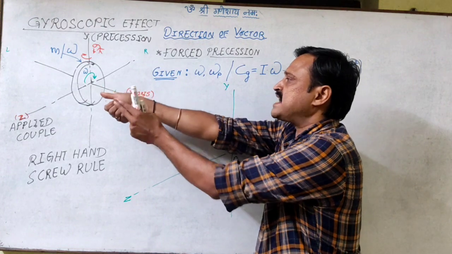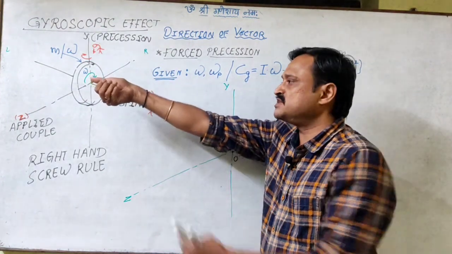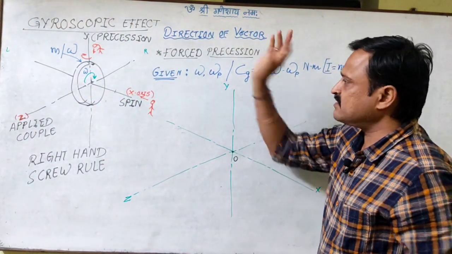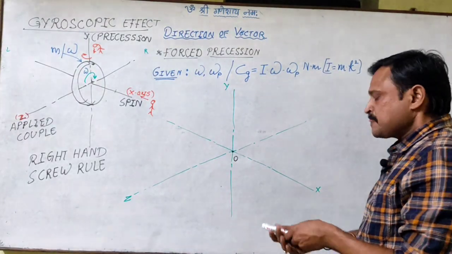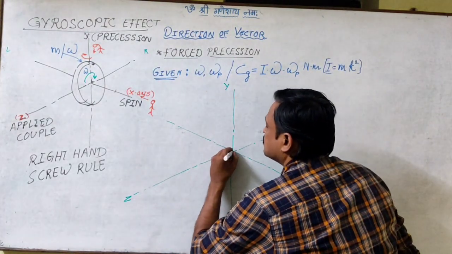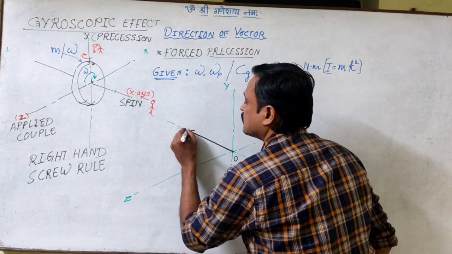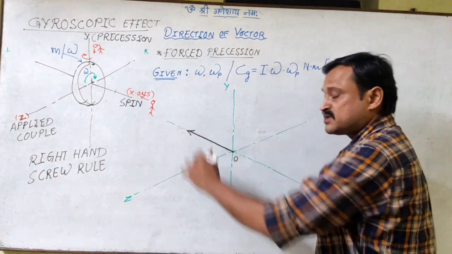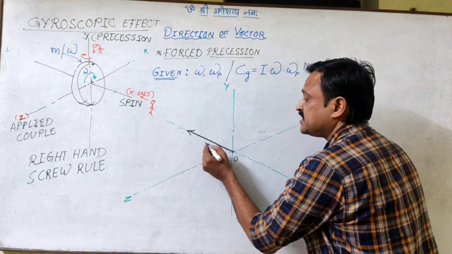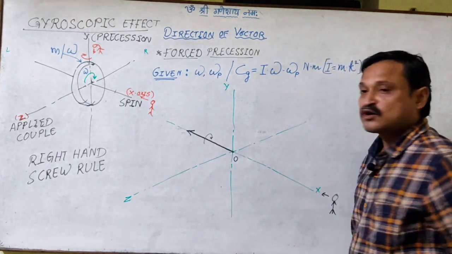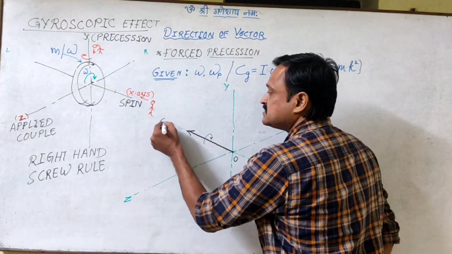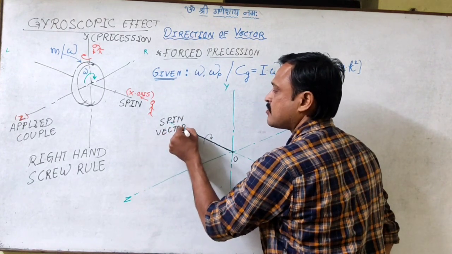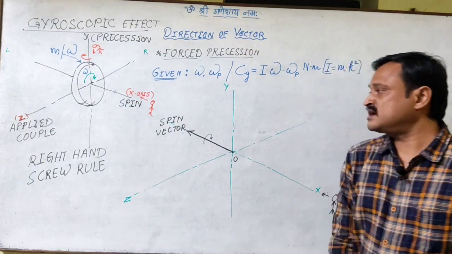So my fingers should match with the rotation of the spin, which is clockwise. In that case, the vector will be pointing out from the pole. Whatever the magnitude of omega, this vector, looking from here, observer is here, mind you. The observer is looking at the object, so the vector will be pointing outward and it is turning clockwise. So this vector is the spin vector, right? This vector is the spin vector.